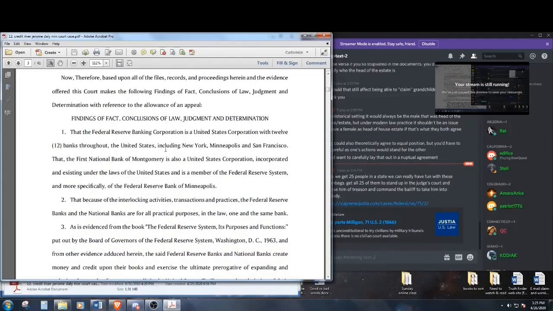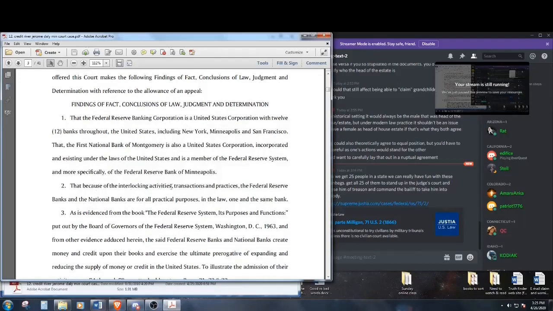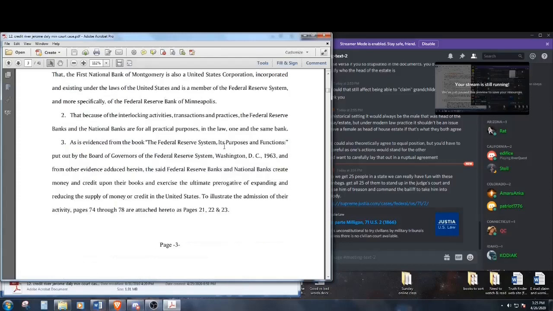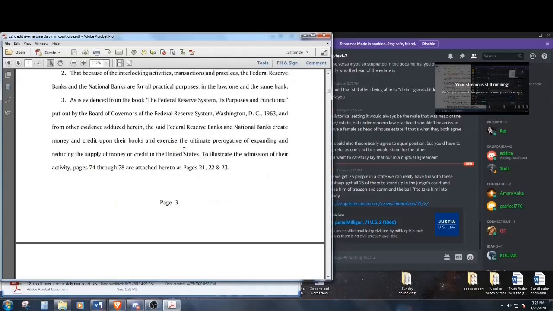and the conclusion was that because of the interlocking activities, transactions, and practices, the Federal Reserve banks and the national banks are, for all practical purposes in the law, one and the same bank. There's only one bank, people. They're all connected. As evidenced in the book Federal Reserve System, Its Purposes and Functions, which you can get from the Board of Governors, and other evidence brought in, the Federal Reserve banks and national banks create money and credit upon their books and exercise the ultimate prerogative of expanding and reducing the supply of money or credit in the United States. They just create it upon their books. It's a bookkeeping entry.